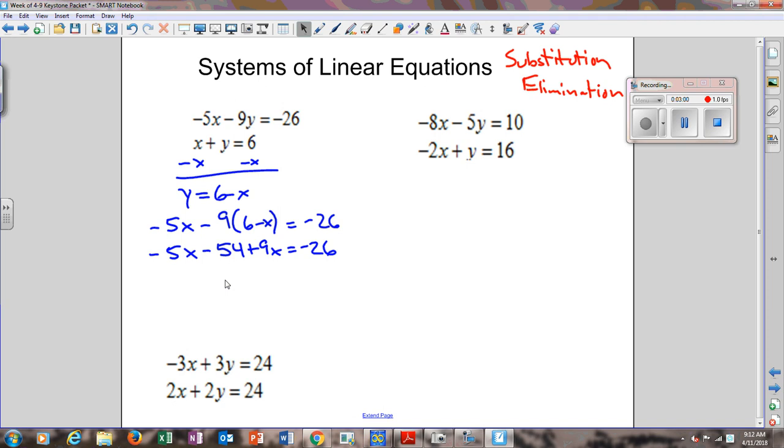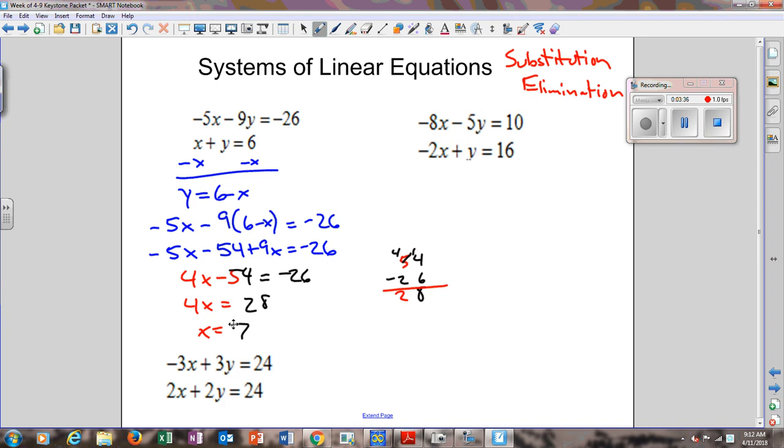So we're going to combine our x terms, negative 5x plus 9x, that gives us 4x minus 54 equals negative 26. Add the 54 to both sides, you get 4x equals, and then it's 54 minus 26. I don't know what that is off the top of my head. So it gives 28. Divide by 4, so x equals 7.